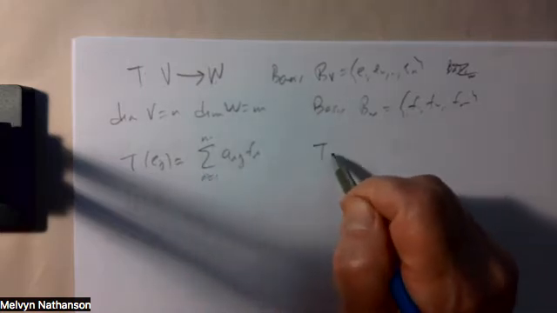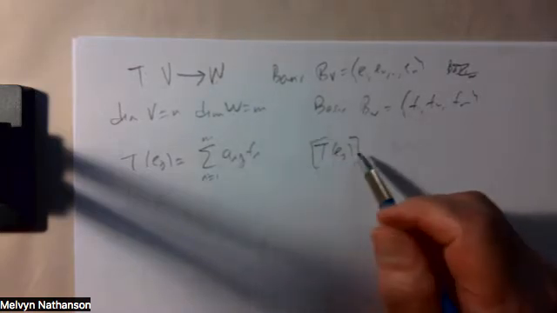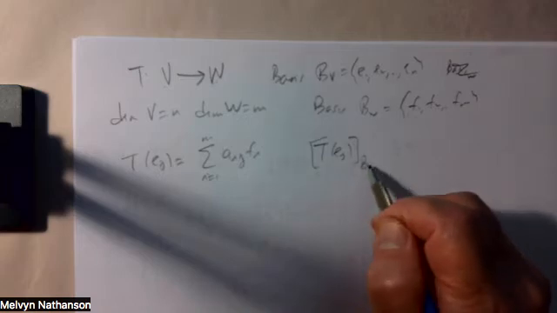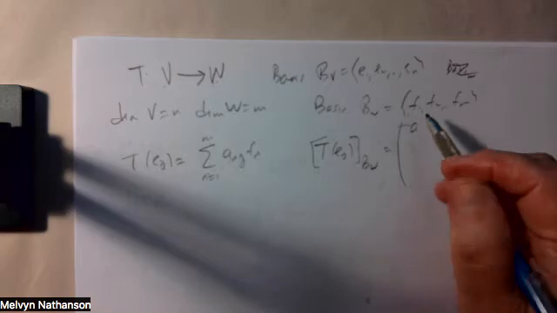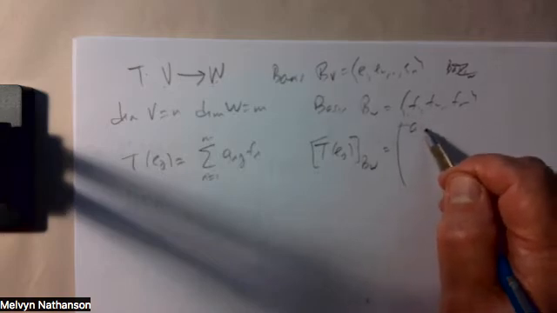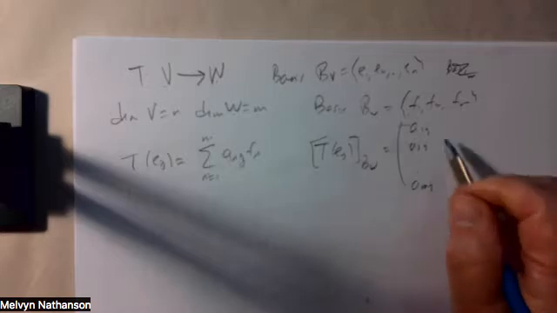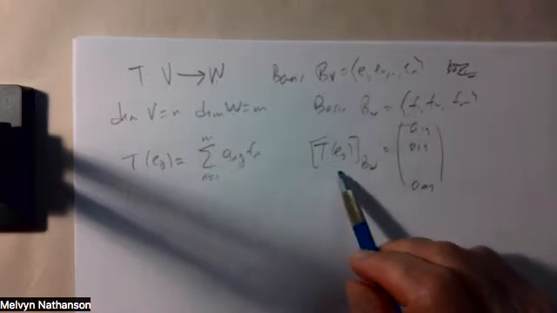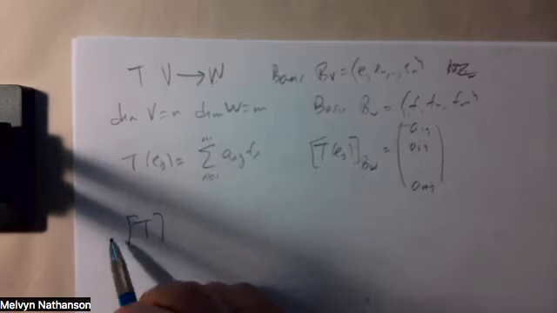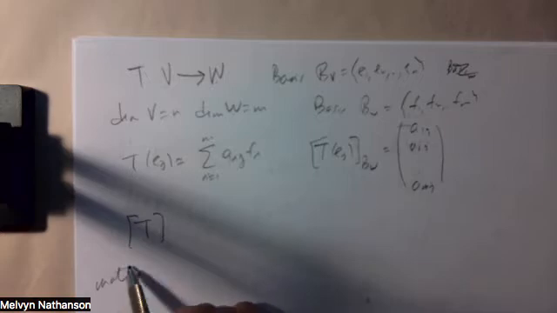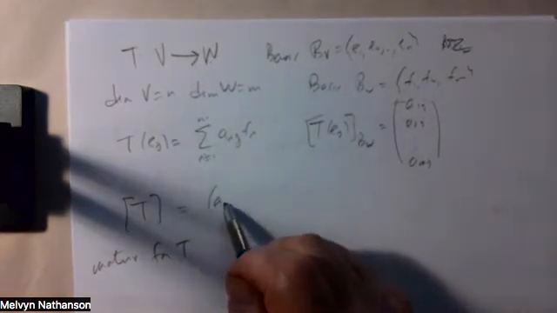So what this means is if you write the vector T of Ej, what is the coordinate vector for this? What are the coordinates with respect to the basis in W? These are the coordinates, these numbers. It's going to be A1j, A2j, down to A sub mj. This is the coordinate vector for T of Ej in the vector space W. And the matrix for T, so this is the matrix for T with respect to these bases, is the matrix Aij.